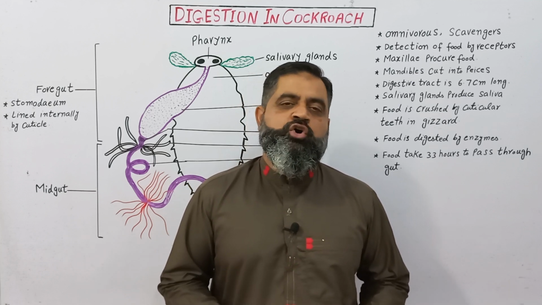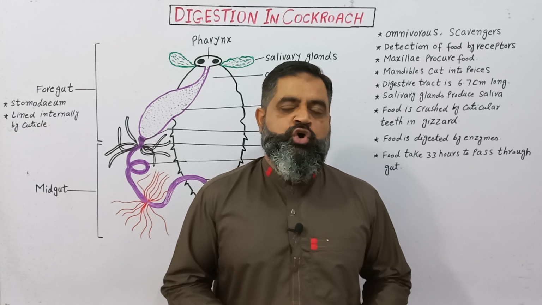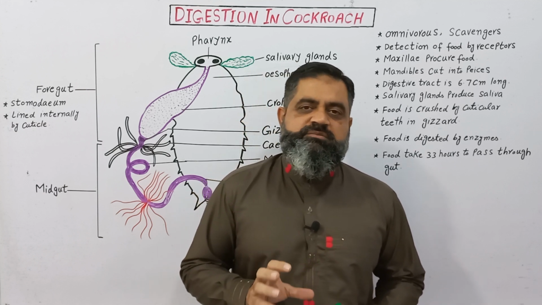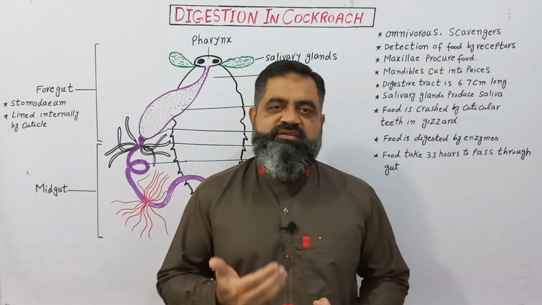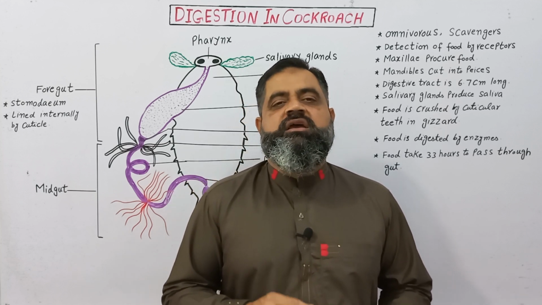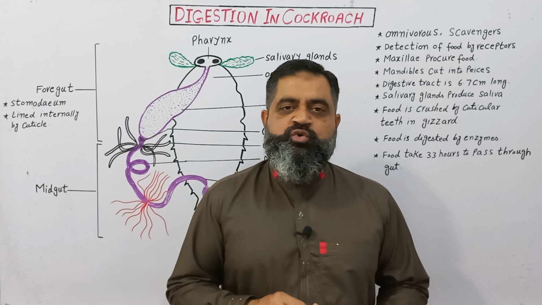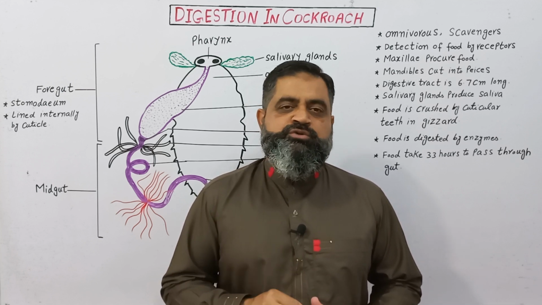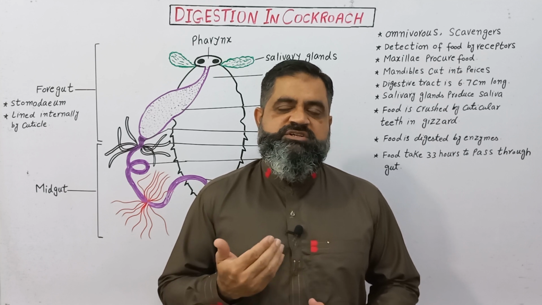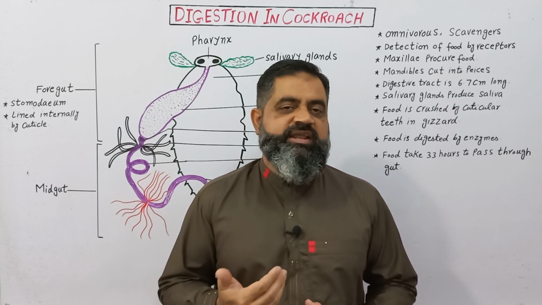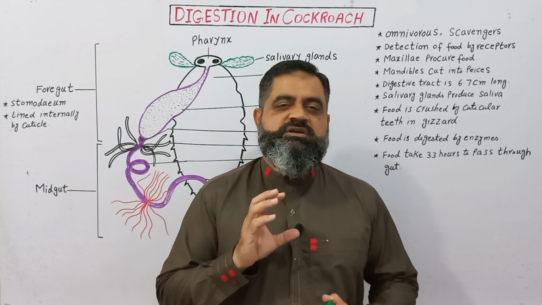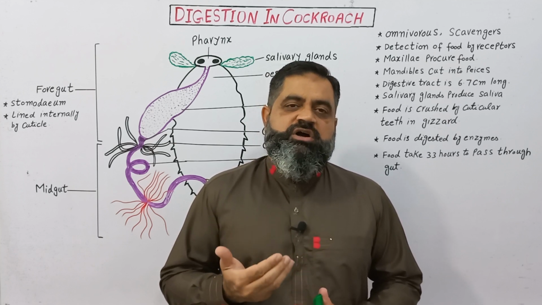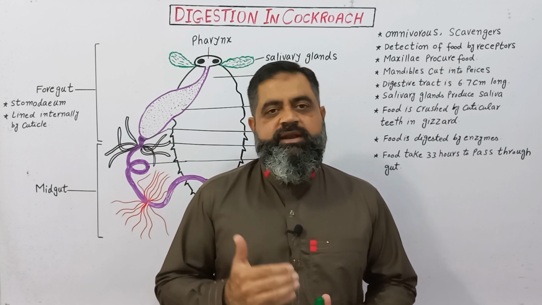As you know, cockroach is an insect which belongs to phylum Arthropoda. Their digestive system is tubular and more advanced than other animals belonging to different phyla. Tubular digestive system is composed of a long tube which starts with mouth and ends at anus. This digestive system is divided into three parts, which are foregut, midgut and hindgut.